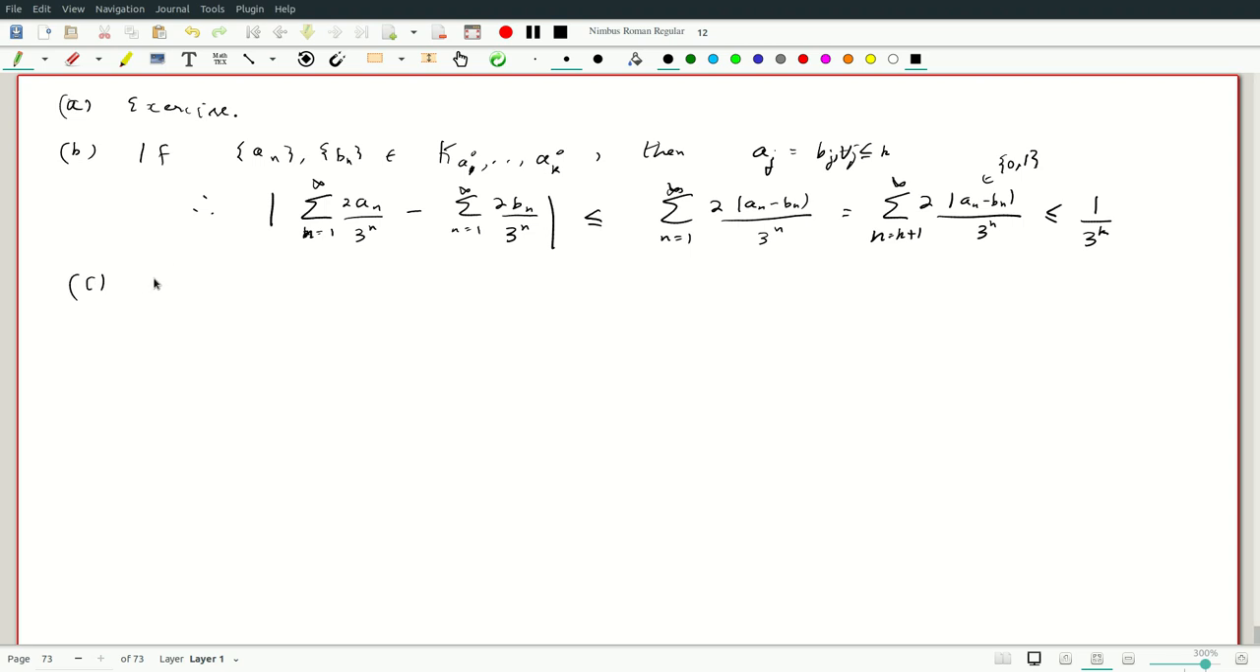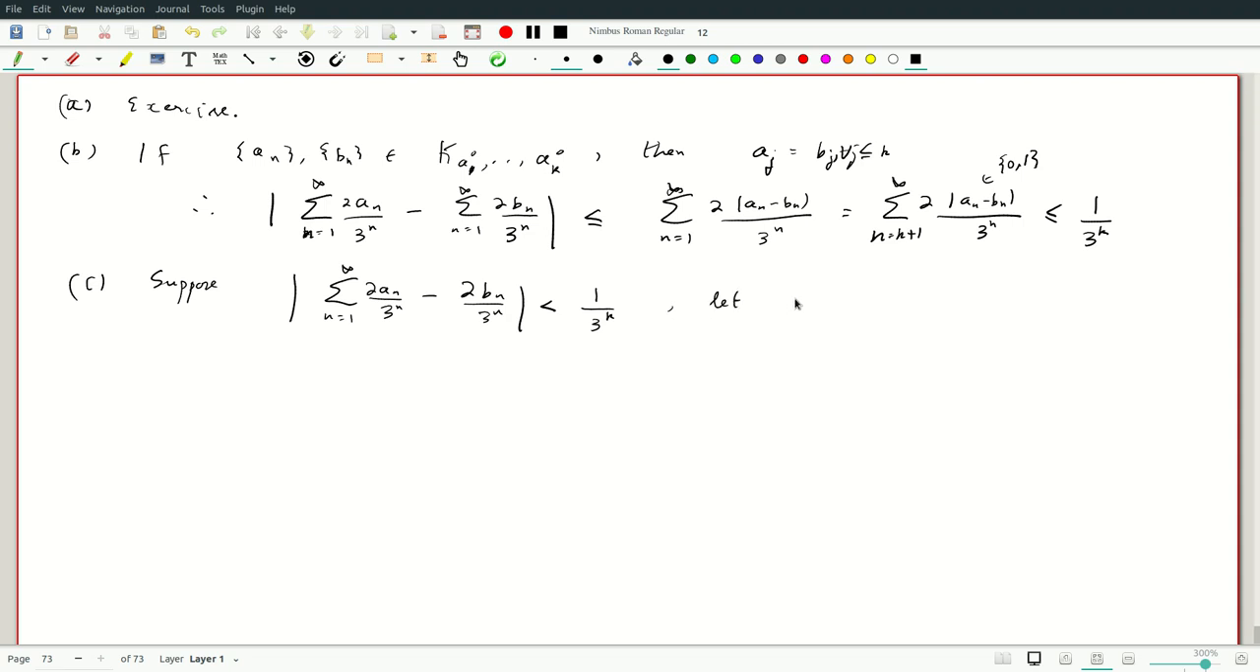And how about C? So if points are in the same partition, the first k digits agree, then they are actually close to each other. But conversely, suppose we have something slightly sharper. Suppose the mod of the sum n equals 1 to infinity of 2a_n by 3 to the n minus 2b_n by 3 to the n is less than 1 over 3 to the k. Now this is strictly less. What we want to show is that the first k digits agree.